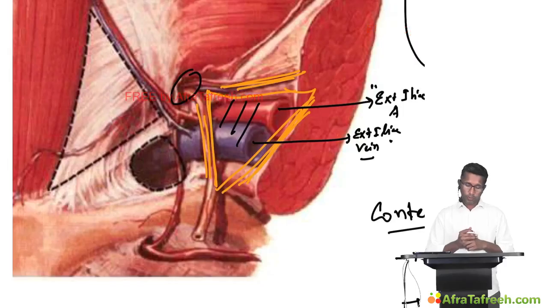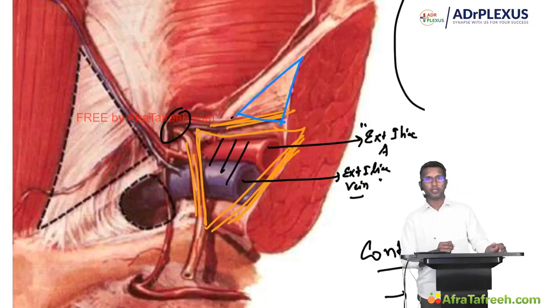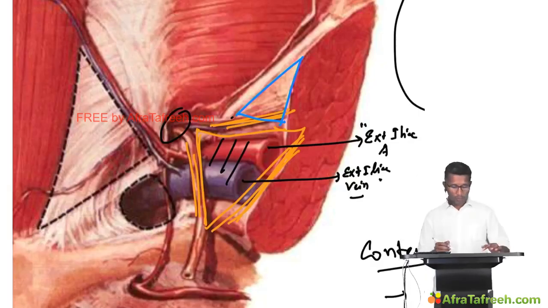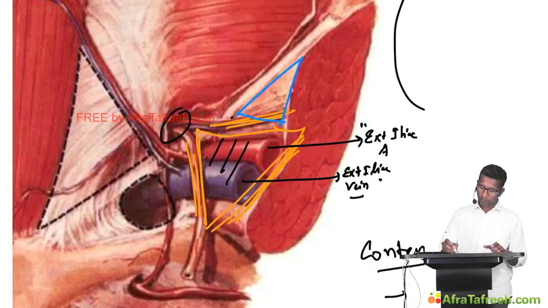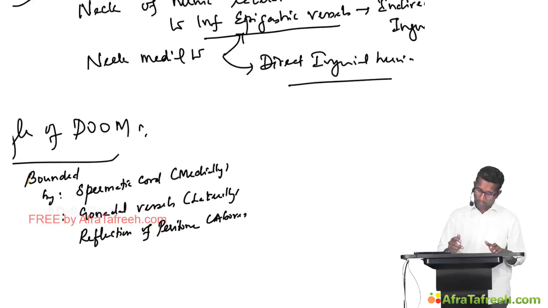When you go a little bit more lateral, you get another triangle here. This triangle is called the triangle of pain. Now, what are the boundaries of the triangle of pain? We'll see what the triangle is formed by.